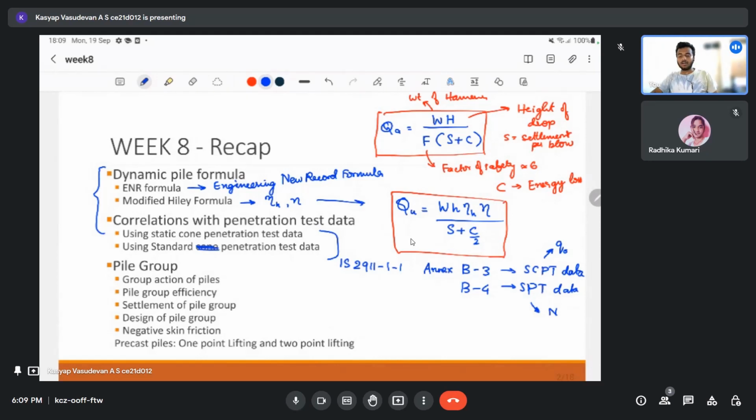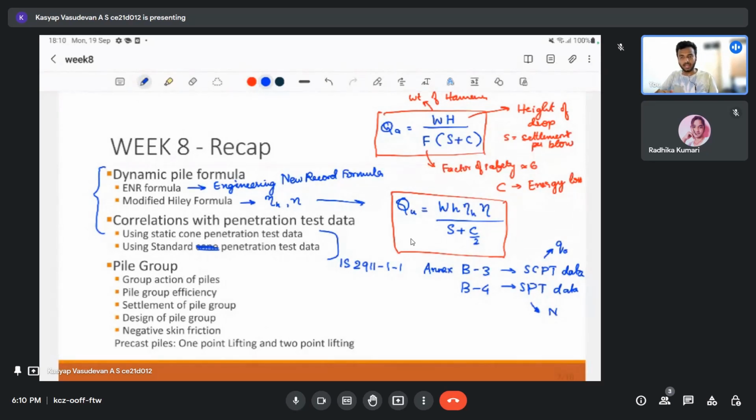Earlier we used to arrive at our pile capacity from the data that we have obtained from the laboratory. So in a way, this method should also be known by the geotechnical engineer, because in different scenarios this will be more superior. After that, we went through the group action of piles.